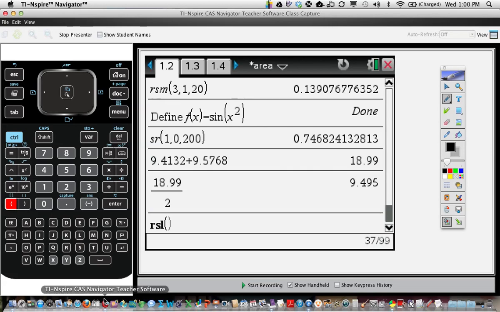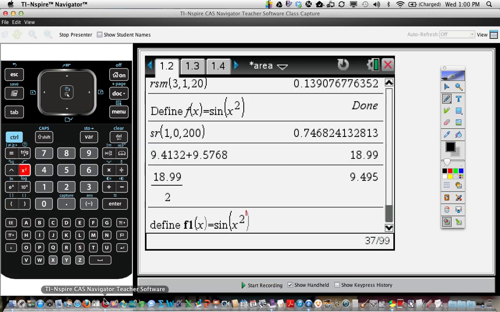You guys are probably going to have to define it. It can't be f of x, so it's got to be f1 of x. Delete that just so they can see it, Sam. You can type the word define, or you can go up to menu and actions and find define. So we're going to define f1 of x, f1 parenthesis x, to equal sine of x squared. So yes, we have to define our function first. Okay, so we do that, hit enter.